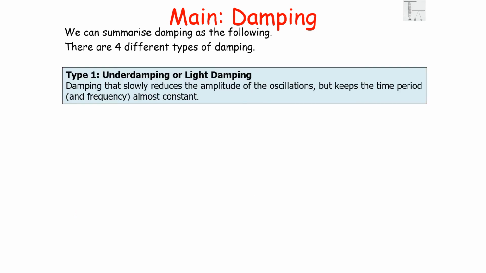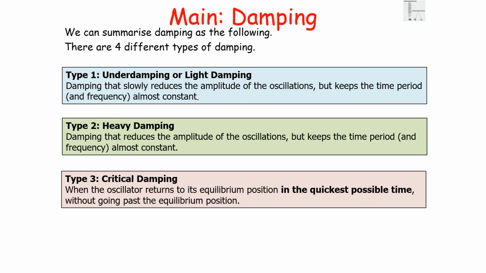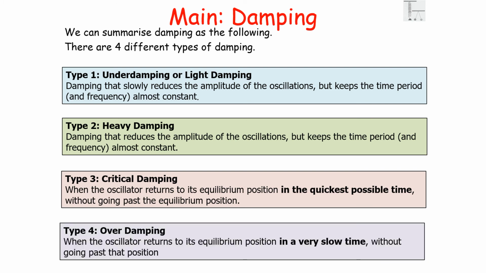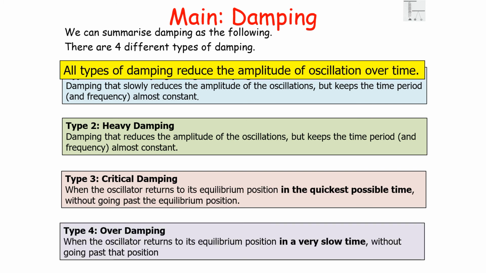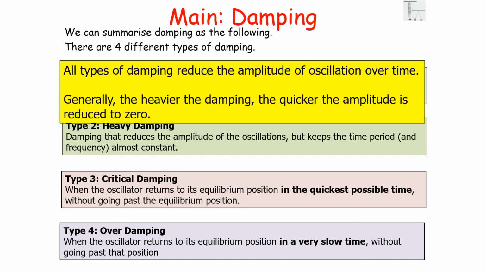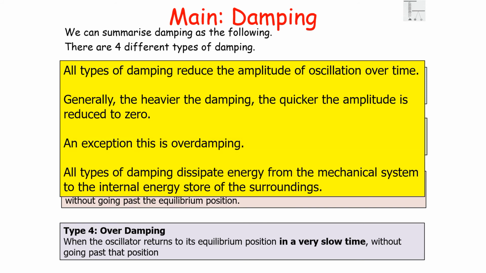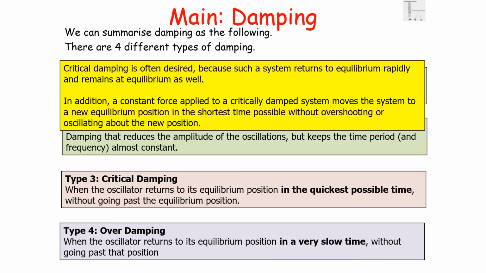So there are four types of damping: underdamping, heavy damping, critical damping, and overdamping. All these types of damping reduce the amplitude of oscillation over time. Generally, the heavier the damping, the quicker the amplitude is reduced to zero, except for overdamping. All types of damping dissipate energy from the mechanical system to the internal energy store of the surroundings. Critical damping is often desired because such a system returns to equilibrium rapidly and remains at equilibrium as well. In addition, a constant force applied to a critically damped system moves the system to a new equilibrium position in the shortest time possible.